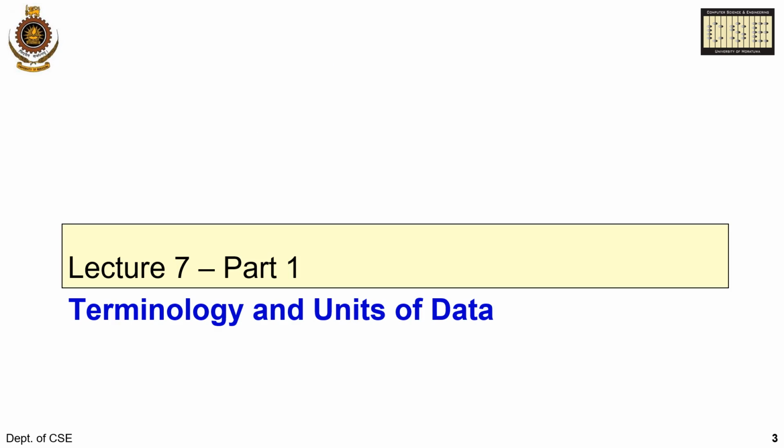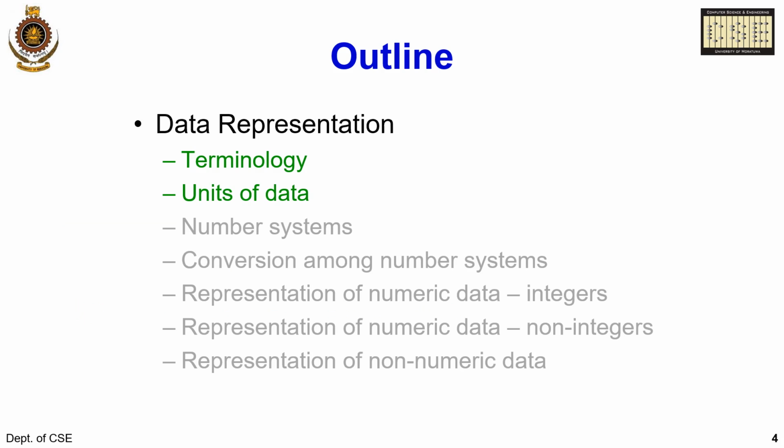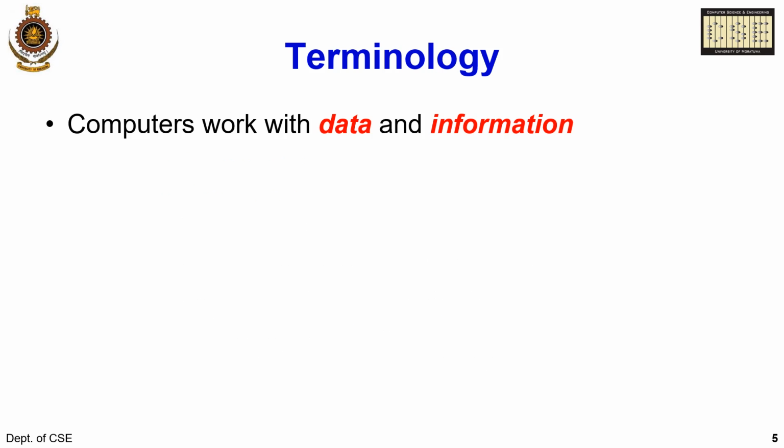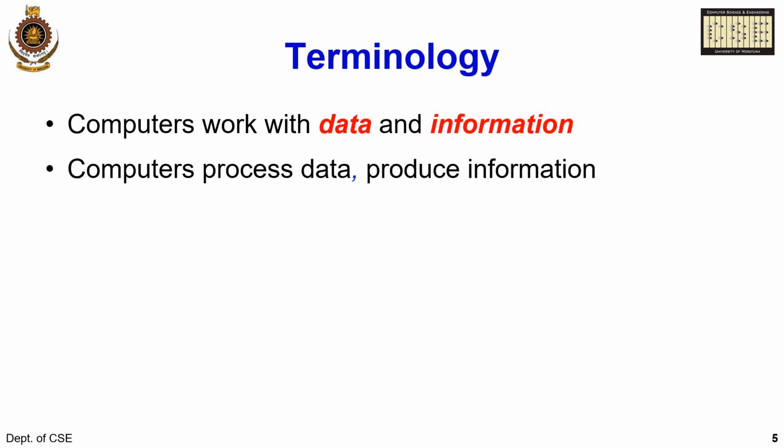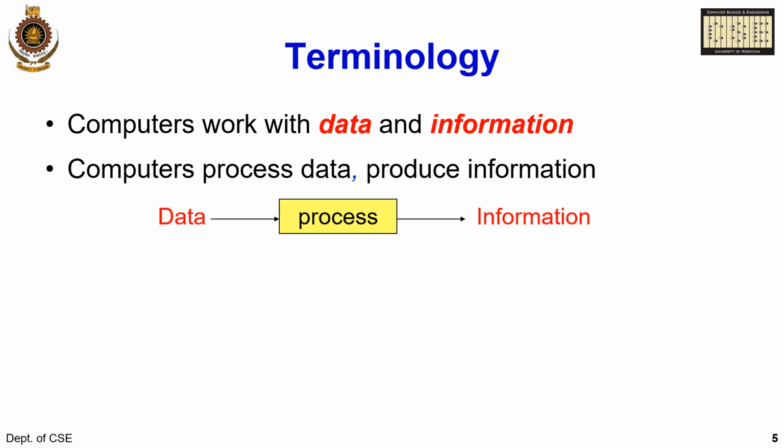Let's get started with the first part of the lecture. In the first part, we'll be talking about terminology and units of data. Let's talk about data and information. So the task of a computer is typically to convert or to produce information from data. Right? Computers can just store data and provide the data when you require the data. The computers can also process data and provide you with information.